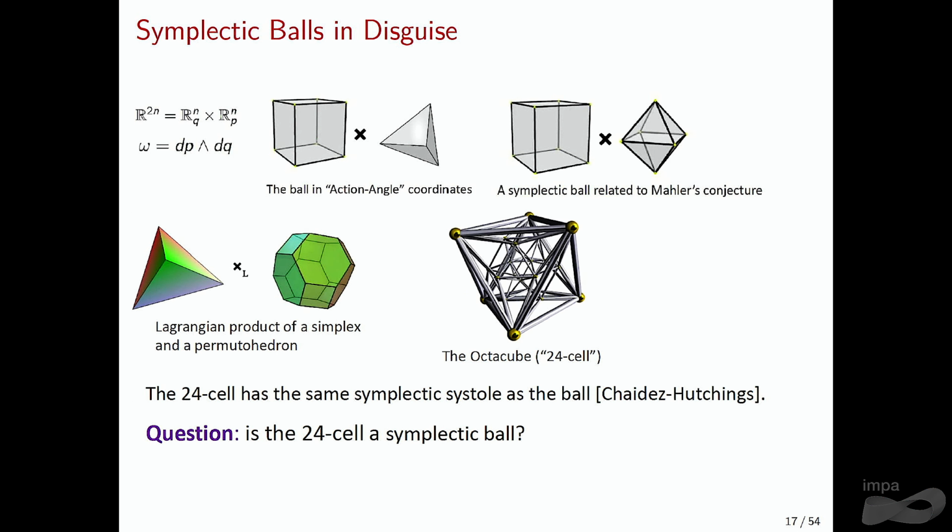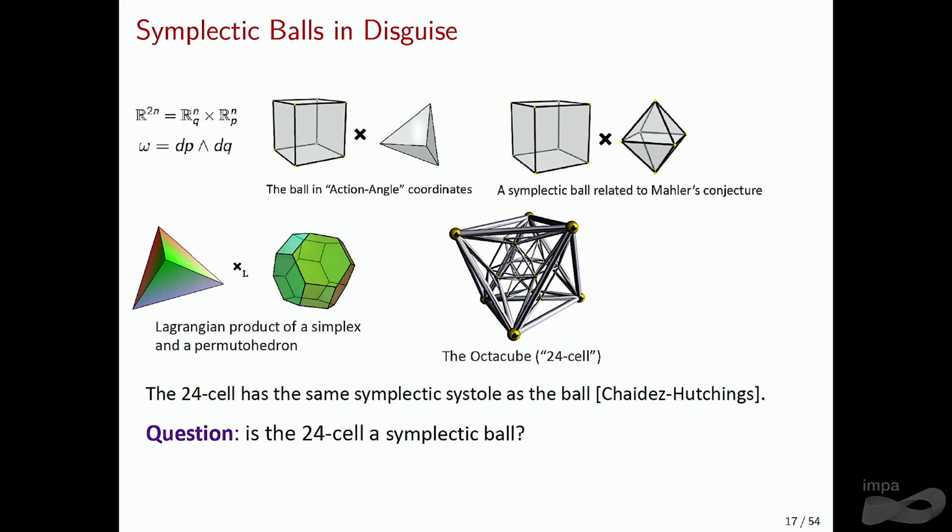This is this strange object. It's the so-called 24-cell. It's a very unique 4-dimensional polytope. It's a self-dual, reflexive polytope. And again, due to a result by Chaidez and Hutchings, this polytope has the same symplectic systole as the ball. And we don't know if it is a symplectic ball or not. Any questions, by the way, up to this point?